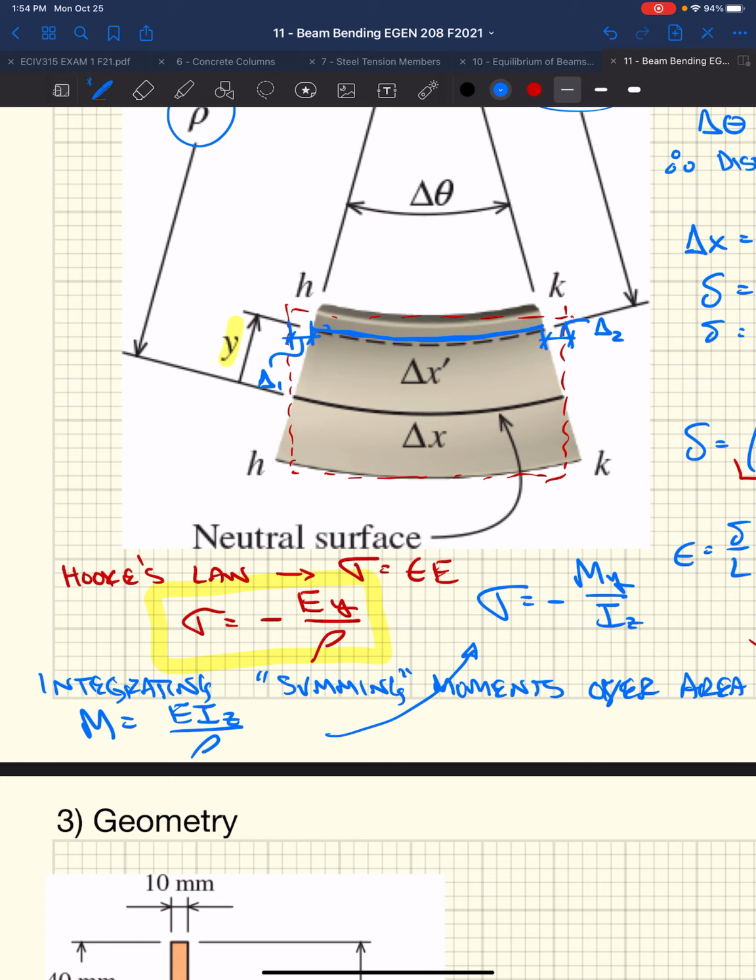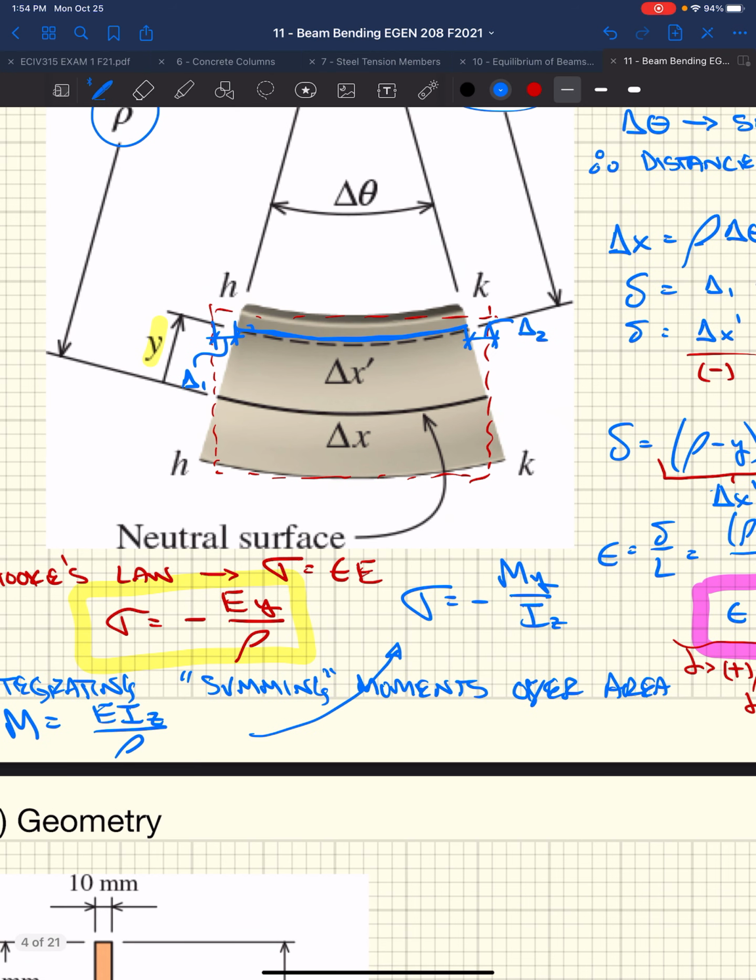Essentially, take this equation: once you sum moments, you get this equation for the moment across the cross-section, the modulus of elasticity times the moment of inertia divided by the radius of curvature. If you solve this for the radius of curvature and plug it in here, you end up with this equation. This is the bending stress equation, almost dedicate to memory. Stress is negative My over I.